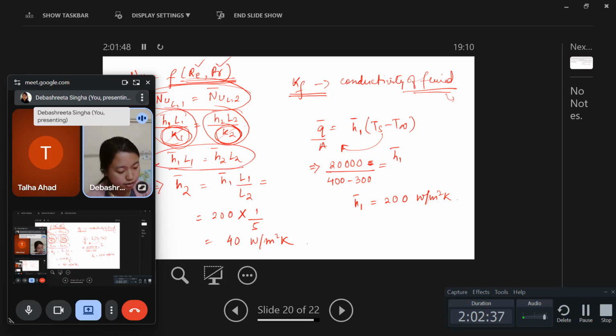Then you can directly write this. Whatever information is available to you, from there you can find out H1. Once you have this H1, you can directly calculate this H2 also. L1 and L2 both are given. Then H2 you can find out. Okay, clear?